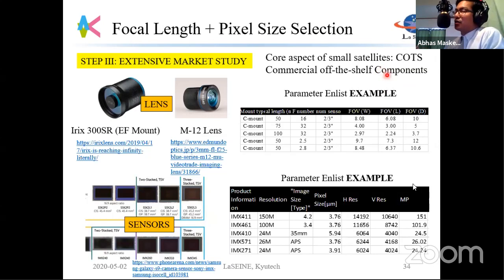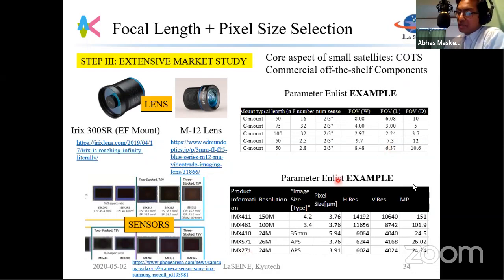The idea about using CubeSats is that we're trying to use commercial off-the-shelf components. Basically, what that means is any components that are available in the market, not specially designed for CubeSats. We'll have to look at all these lenses, and we do an extensive market study. So step number 3 would be to actually look at the market and find what kind of sensors and what kind of lens is available.